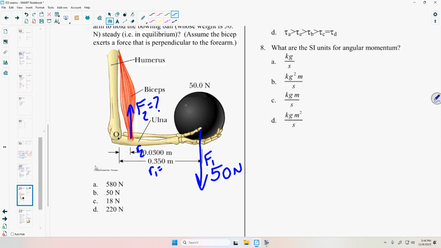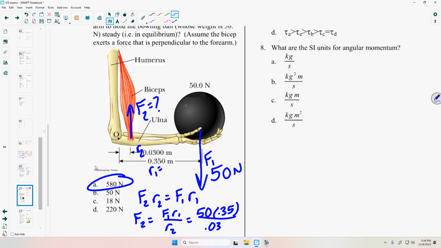I'm going to set these two torques equal to one another. F2 times R2 has to equal F1 times R1. So F2 is equal to F1 R1 over R2. That is 50 times 0.35 divided by 0.03, which is about 580. But I could have looked at it and said, this distance is about 10 times this distance, roughly 8 or 9 times that distance. And so this force has to be about 10 times this force, which it is.